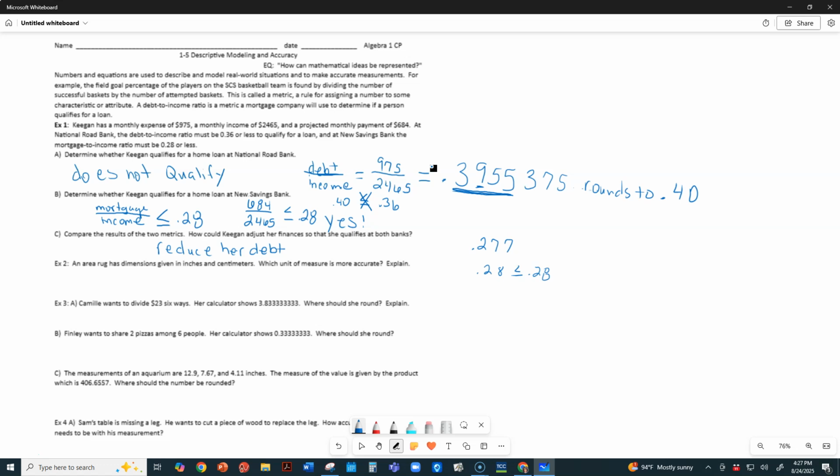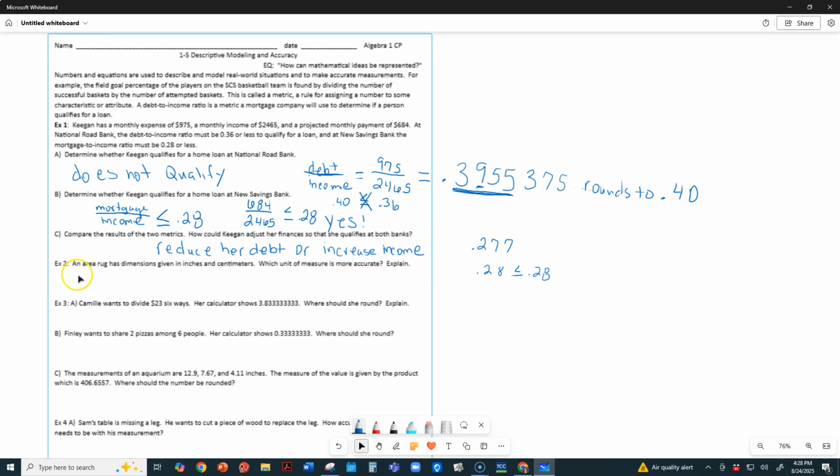The number on top is smaller, then the value of the fraction gets smaller, if the bottom stays the same. She either needs to reduce her debt or she needs to increase her income. Reduce her debt or increase income. Either one of those will work.